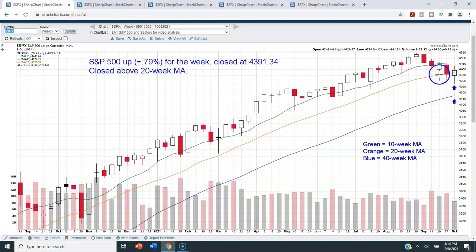And, of course, we had a little bit of trading below the 20 a couple of weeks ago and also this week. So the last 3 weeks we have traded below the 20-week moving average, but at least this week we successfully closed back above it after barely closing below the 20-week moving average the previous week.